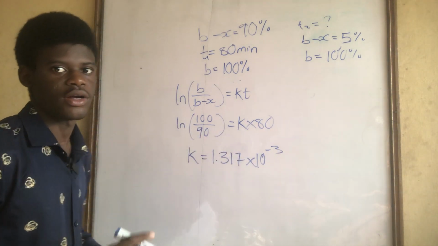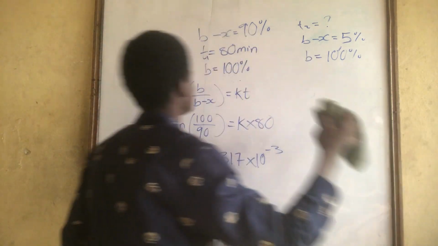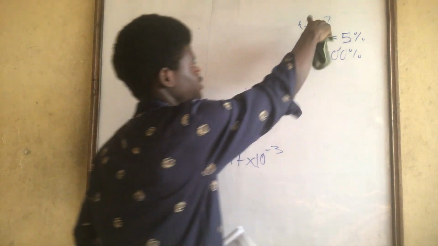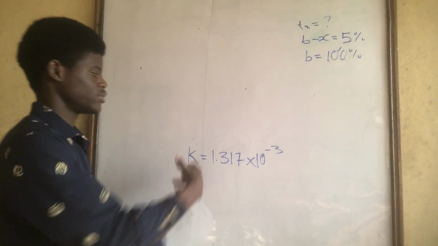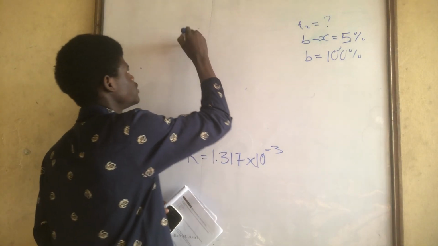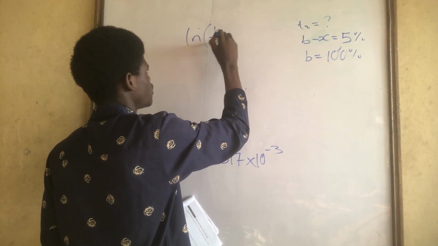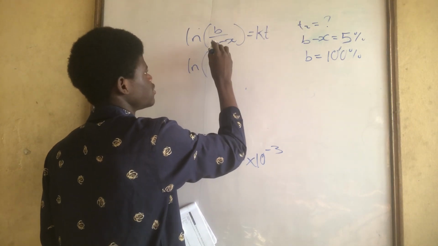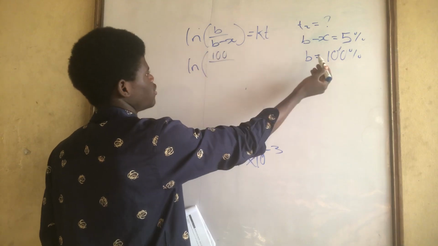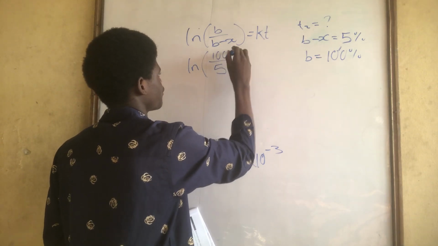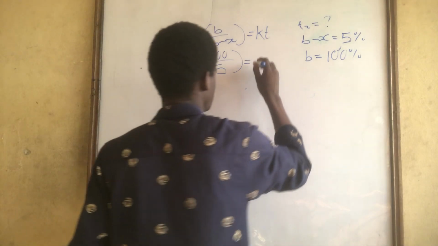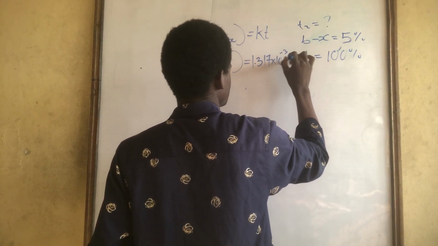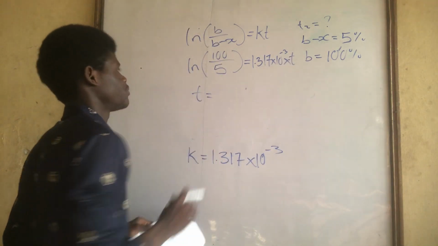Since we've gotten our rate constant, now let's put it into the second scenario and get our time. So this is the data of the second scenario. Let's plug this in. We are still going to use the same formula. That will be ln 100, this one is always 100, over B minus X, which is 5, equals k, which is what we got here, 1.317 times 10 to the power minus 3, times time. Then let's solve for time.